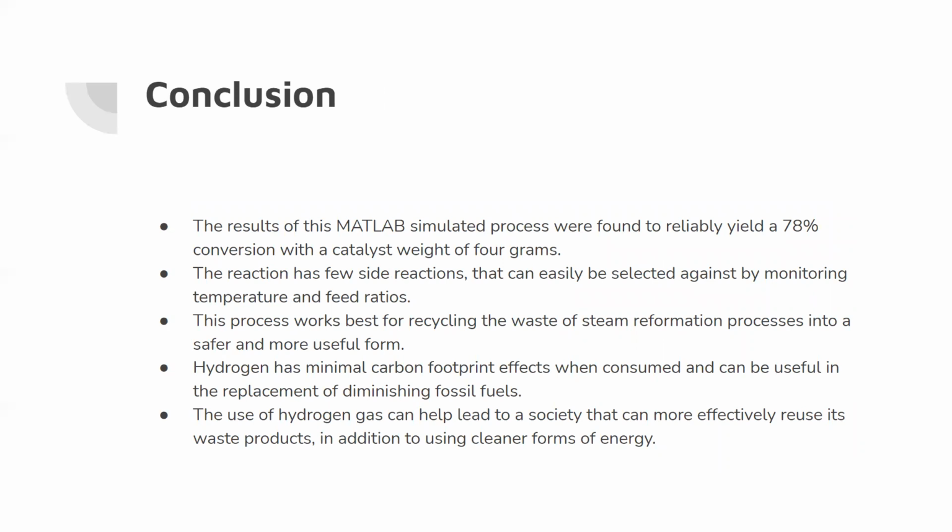Wrapping it all up, the results of this MATLAB simulated process were found to reliably yield a 78% conversion with a catalyst weight of 4 grams. The reaction has few side reactions that can easily be selected against by monitoring temperature and feed ratios. This process works best for recycling the waste of steam reformation processes into a safer and more useful form. Hydrogen has minimal carbon footprint effects when consumed and can be useful in the replacement of diminishing fossil fuels. The use of hydrogen gas can help lead to a society that can more effectively reuse its waste products, in addition to using more clean forms of energy.